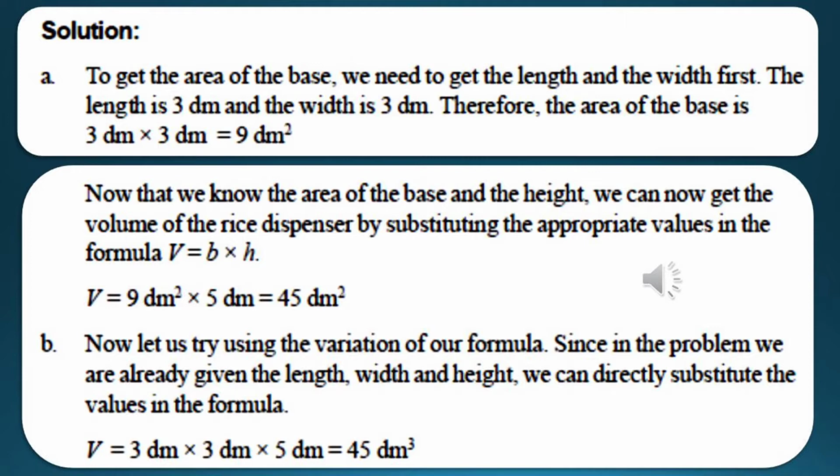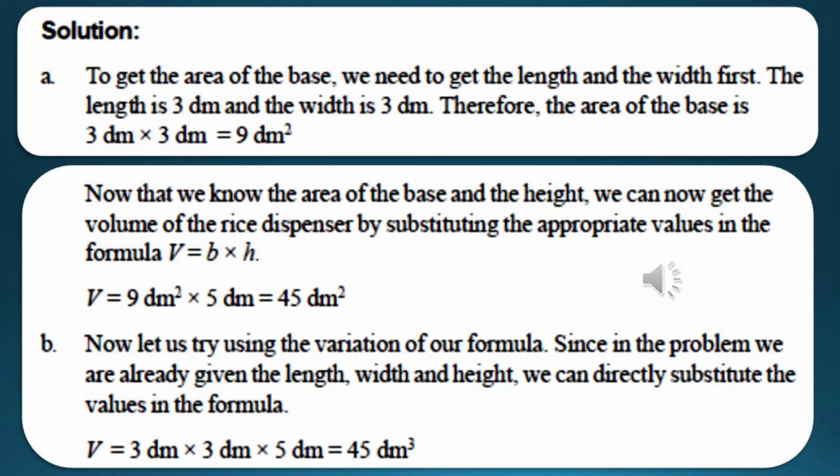Now that we know the area of the base and the height, we can now get the volume of the rice dispenser by substituting the appropriate values in the formula. Volume is equivalent to base times height. Therefore, volume is equal to 9 square decimeters times 5 decimeters. That gives us a volume of 45 cubic decimeters.